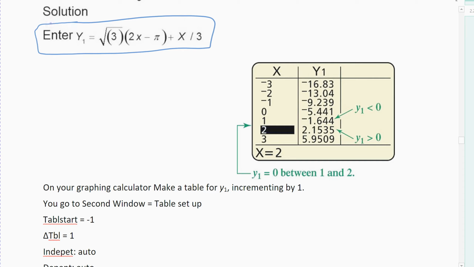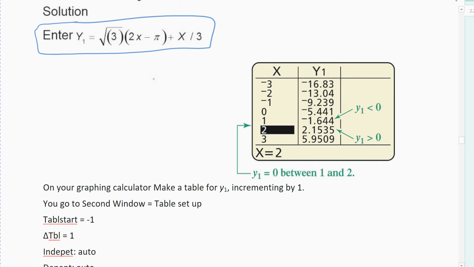What you do is go to the graphing part of your calculator. So you go to the y=. And be careful, type it just like I have here, putting parentheses where I've got parentheses: the square root of, parentheses 3, close the root, times, parentheses 2x minus pi, and parentheses, plus x divided by 3. It's just easier to type it in that way than 1/3 x. So that goes into the graphing part. Then you don't hit graph.